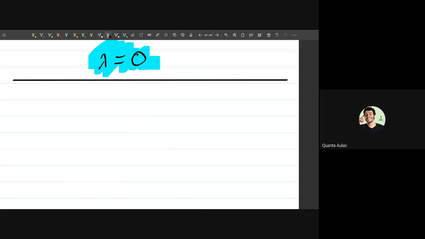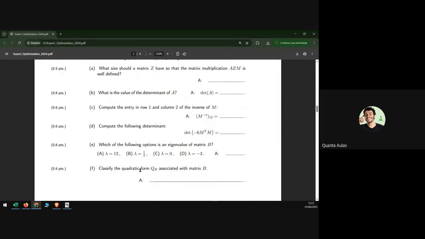Very easy. Classify the quadratic form QB associated to matrix B. Quadratic form? Okay. Sometimes we write the quadratic forms using matrix, okay?